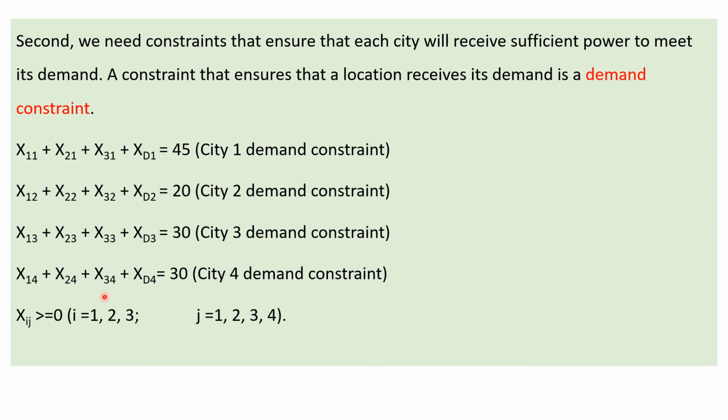And the last one is the non-negativity, that is xij, the amount of electricity transported from any one plant to a city should be greater than or equal to 0. Here I represents the plants and J represents the 4 cities, that is 1, 2, 3, 4. This is all about how to formulate a transportation problem from a real business problem.